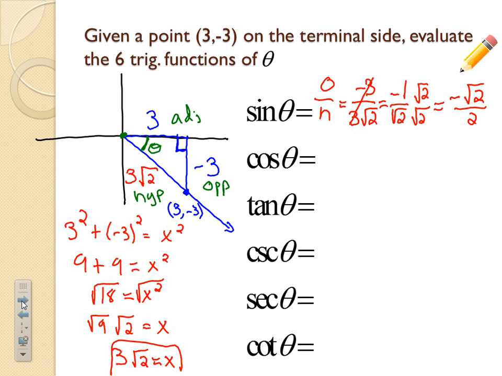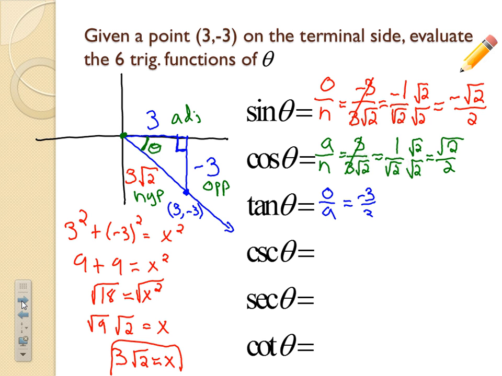Now if we look at cosine, cosine is adjacent over hypotenuse. My adjacent is 3. My hypotenuse is still 3 square roots of 2. To simplify this one, the 3's cancel, so on the top I'm left with 1 over the square root of 2. To get rid of the square root of 2, multiply the bottom and the top by the square root of 2. So I get the square root of 2 over 2. Now for tangent, tangent is opposite over adjacent. So I'm going to get negative 3 over 3, which is just negative 1.